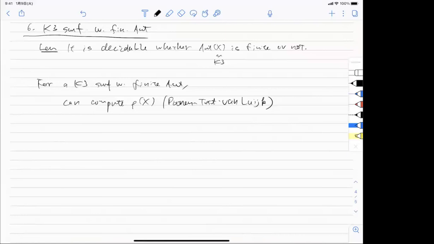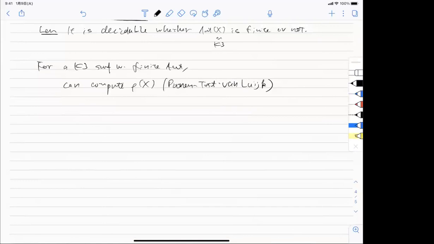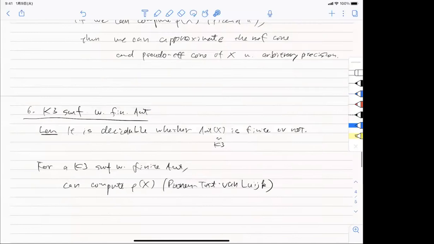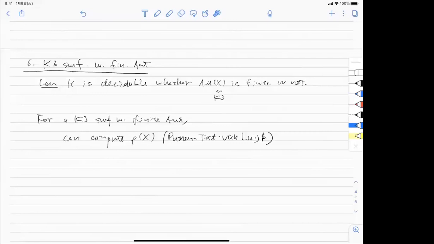And then using an argument similar to the proof of approximating the nef and pseudo-effective cones, for a K3 surface with finite automorphism group, we can actually compute the nef cone of X.